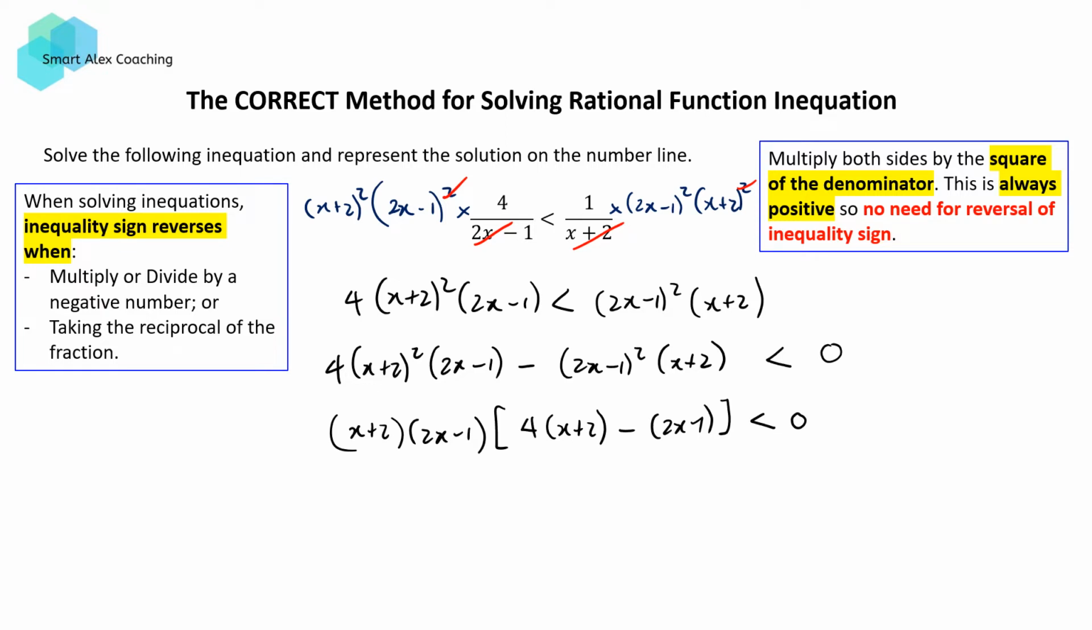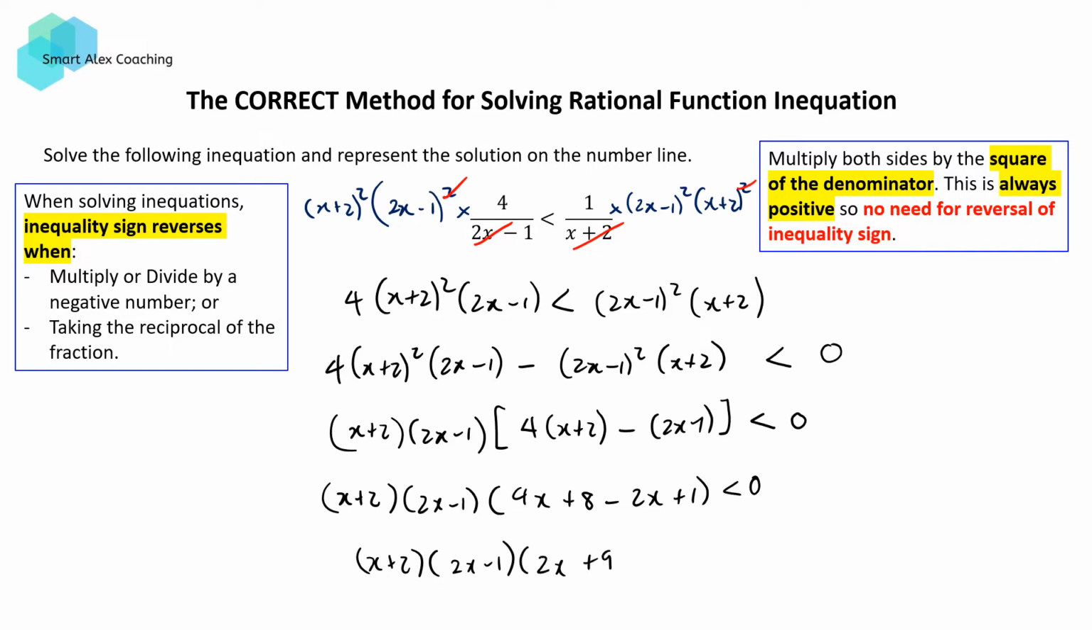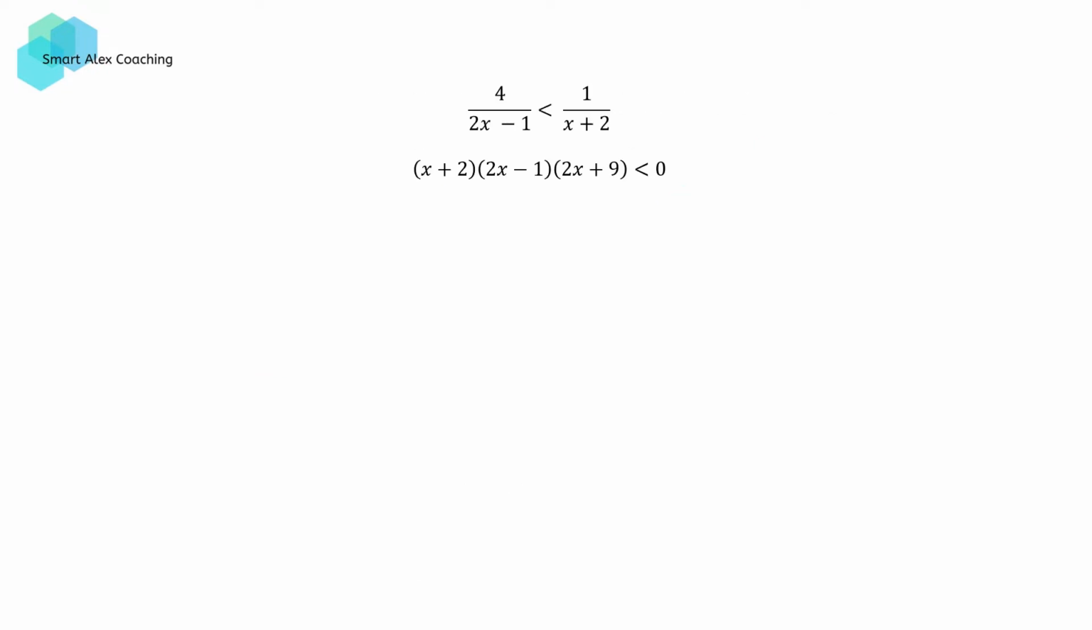We're then going to expand the expression within the third bracket. We get x plus 2 times 2x minus 1 times 4x plus 8 minus 2x plus 1 is less than 0. When we simplify this, we get x plus 2 times 2x minus 1 times 2x plus 9 is less than 0. So our original inequation 4 over 2x minus 1 is less than 1 over x plus 2 now becomes x plus 2 times 2x minus 1 times 2x plus 9 is less than 0.